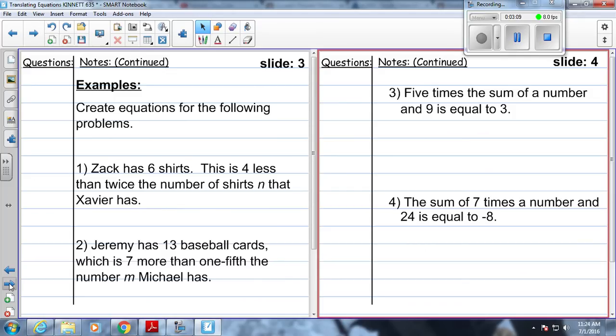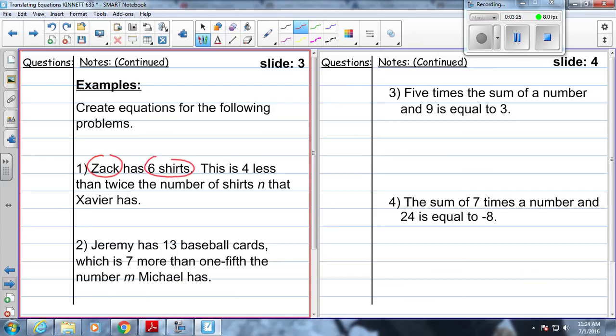Okay, welcome back. So again, our directions just want us to create the equations for the following problems. So we're going to use that marking the text skill, that critical reading strategy. Zach has 6 shirts. So Zach, you got 6 shirts. This is, oh, I love that word is, because that means we're getting an equal sign in here. And Zach had 6 shirts, so we already kind of knew that, so I should start going from left to right so I don't get confused here. We have 4, then we have that operational word less than, twice the number, and it wants us to use n as our variable there.